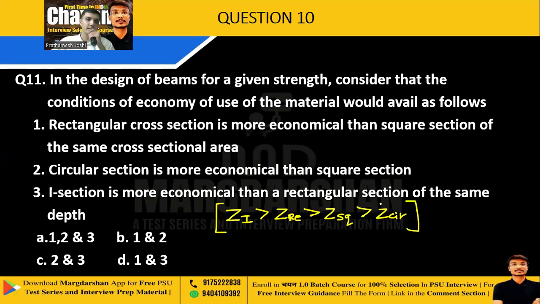You should be remembering this because rectangular is more economical and more strong for the given cross-section, the same area. Okay, circular section is more economical than square? No, I section is more economical. This is the most economical. So 1 and 3 are the correct options. Just remember these points for the same volume, for the same material.